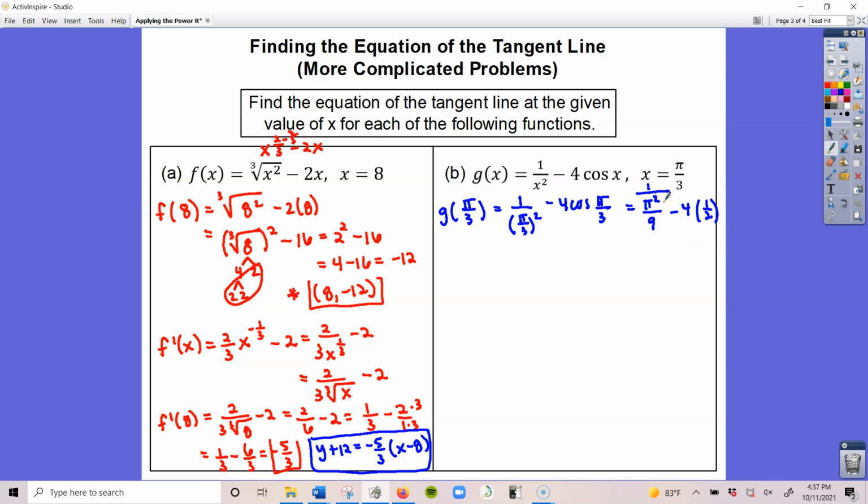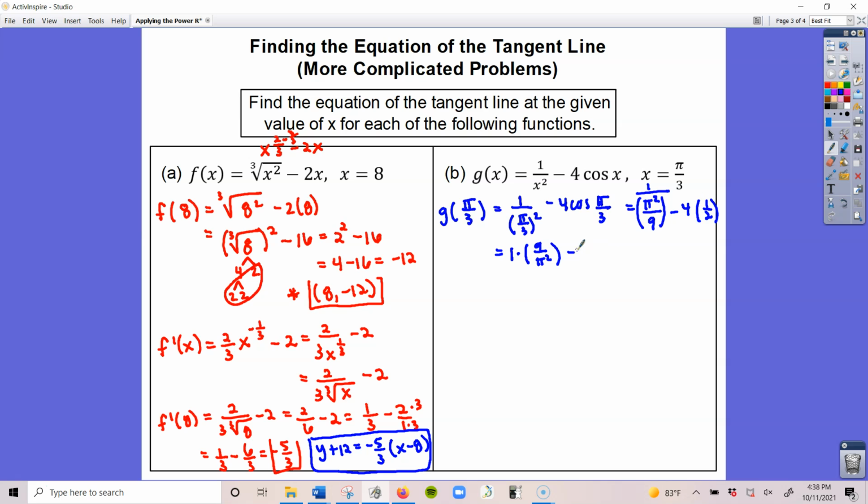So let's clean this up a little bit. 1 over pi squared over 9, that doesn't look very nice. So what this means is that it's the reciprocal of what's in the denominator. Or if you think about it as if you're dividing 1 by a fraction, then we copy, change, flip, or keep, change, flip. So we're going to keep the 1, change to multiplication, and flip, which is 9 over pi squared.